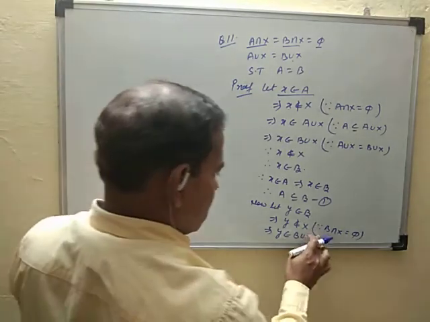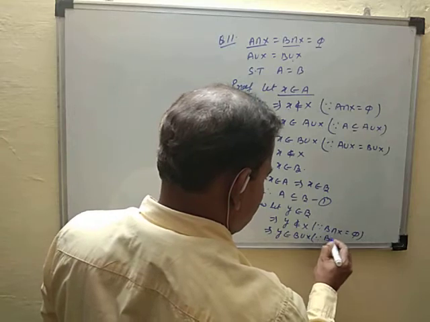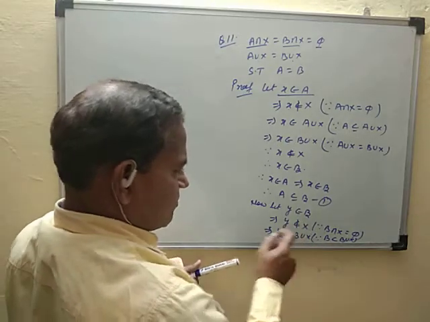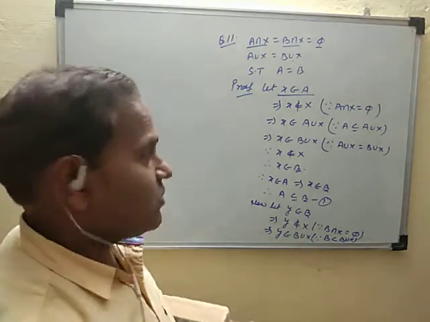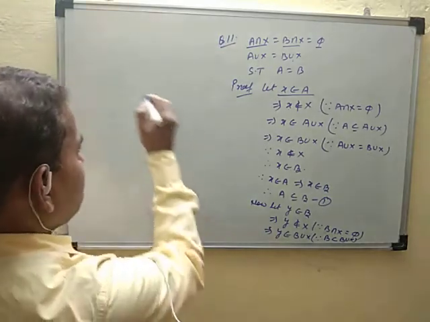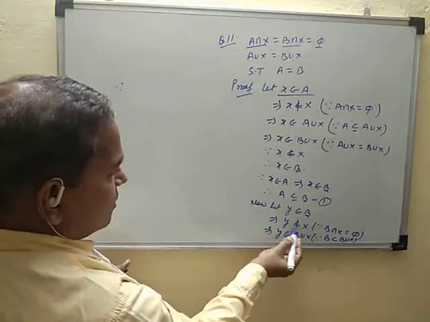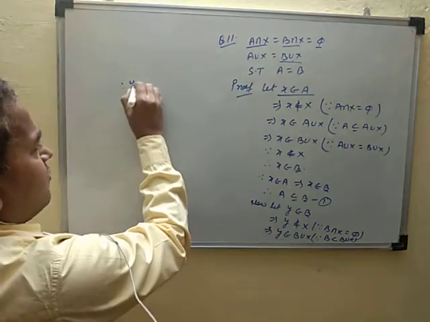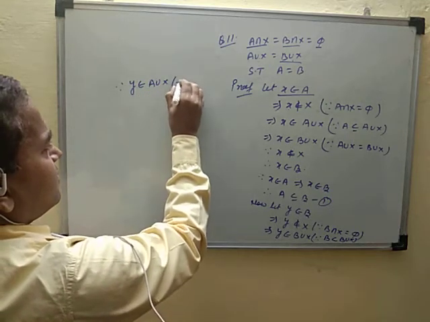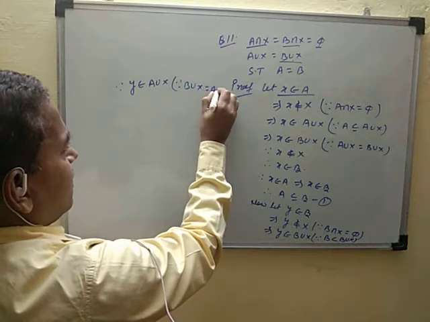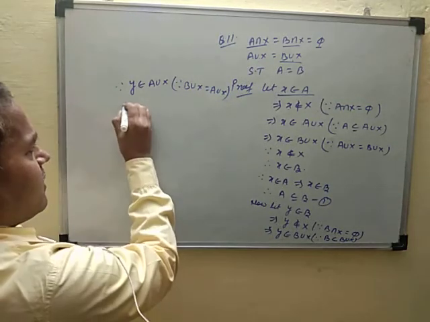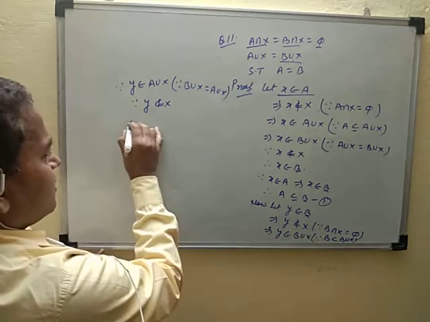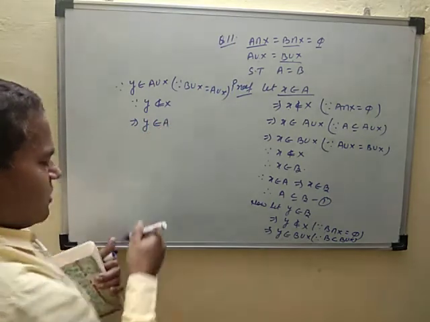Why? Because B is the subset of B union X, so this Y belongs to B union X. And since B union X is equal to A union X, Y belongs to A union X. Since B union X is equal to A union X, and since Y does not belong to X, this implies Y must belong in set A.